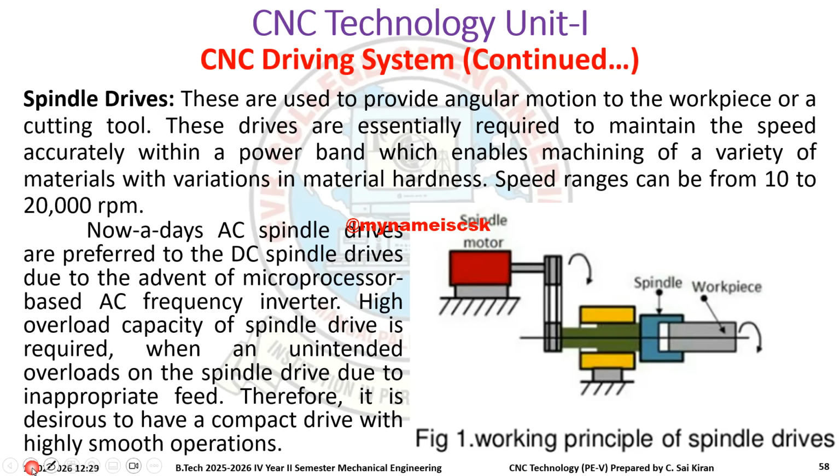So these are spindle drives, and nowadays AC spindle drives are preferred to DC spindle drives. Nowadays we are not using DC spindles, we are using only AC drives because of the microprocessor AC frequency inverter. A high load capacity spindle drive is required, and we get very smooth operation if we use the spindle drive with AC.